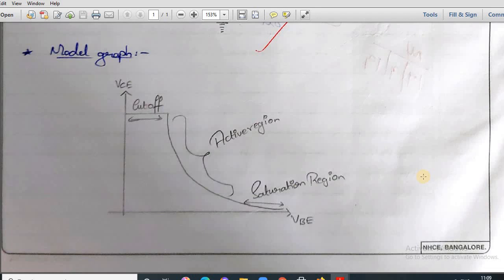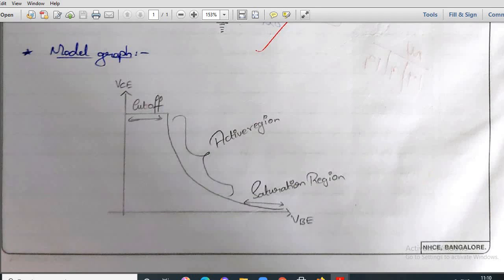In case of BJT, we can draw input characteristics and output characteristics. When I say input characteristics, we are referring to the plot between the input voltage and the input current with output parameter constant. When we are talking about output characteristics, it is the plot between output voltage and output current with input parameter constant. But in our experiment, we are just going to plot the variation of output voltage with respect to input.